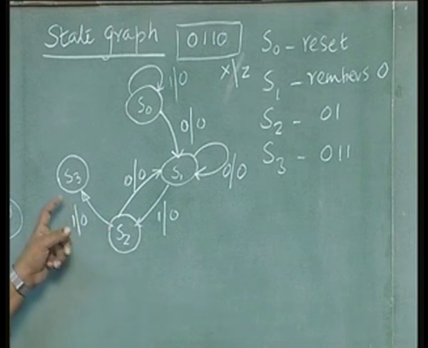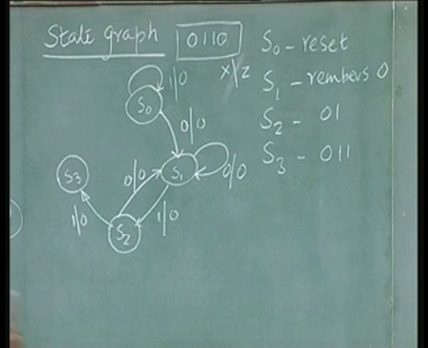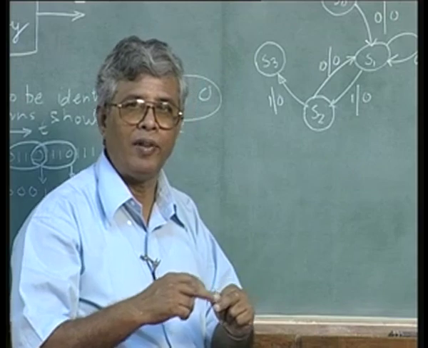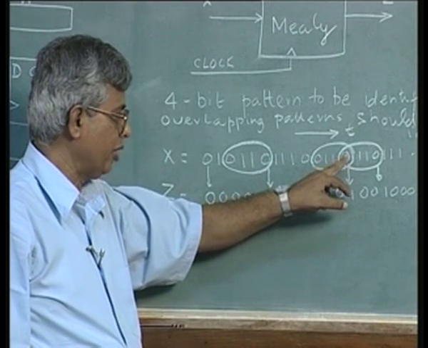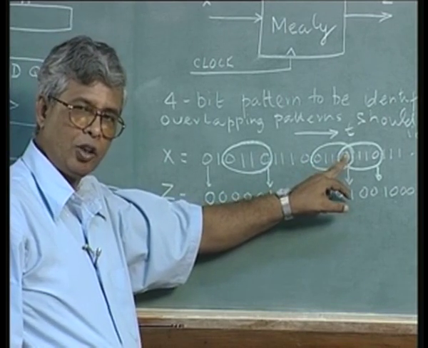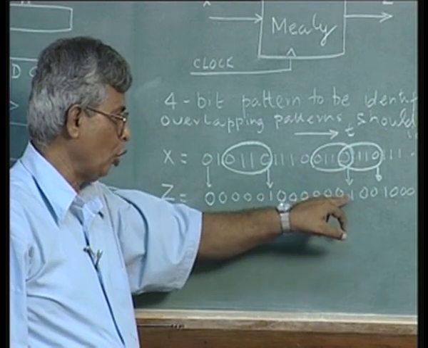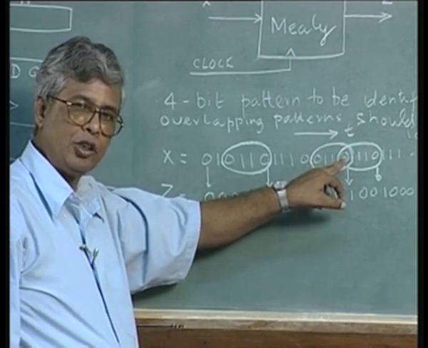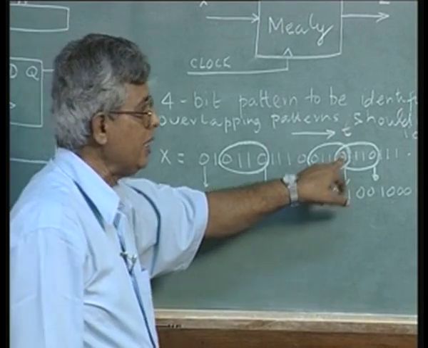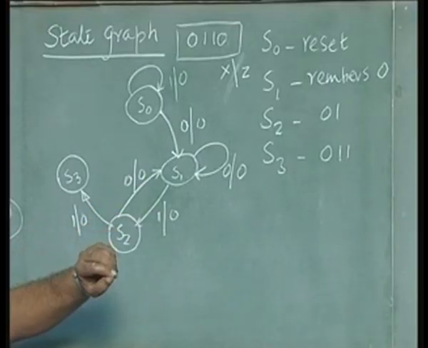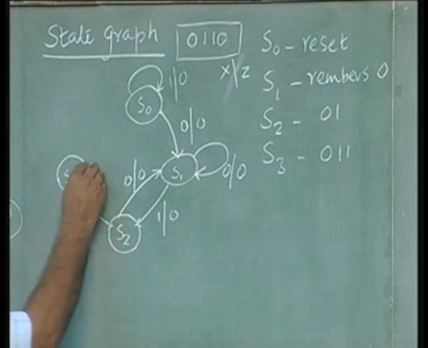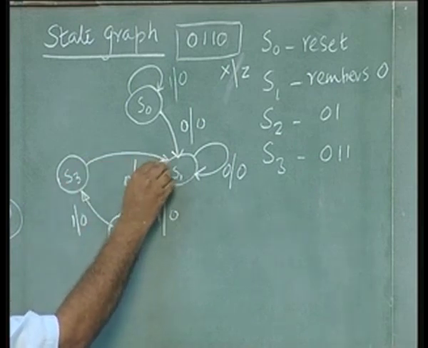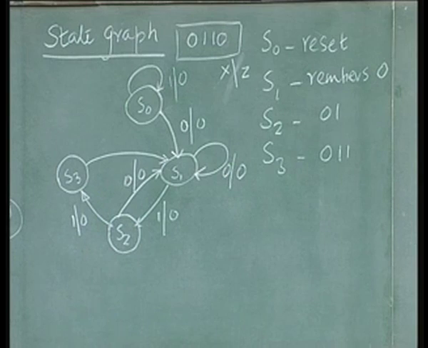So, in state S3, if 0 occurs, what happens? We are completing the process, good, we will output a 1. But also we have to remember it is an overlapping pattern. This 0 is the last 0 of the first pattern, and also will serve as the first 0 of the next pattern. So, the 0 not only should produce an output of 1, it should also be remembered as the first 0 of a next pattern. So, what is the state which remembers the first 0? S1. S1 remembers the first 0. So, when 0 occurs in S3, you go to S1 so that that 0 will be remembered as the fresh 0 of a next pattern.